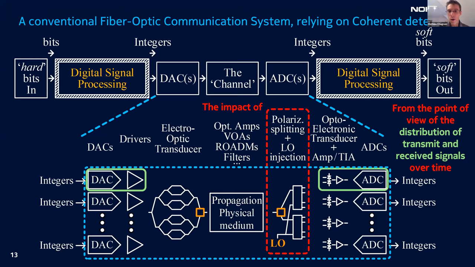And the problem is the fact that we use a polarization beam splitter and the fact that we actually inject an LO to transduce from optical to electrical. I want to look with you at the impact of those two things, the detection mechanism, from the point of view of the distribution of the transmit and received signals over time.